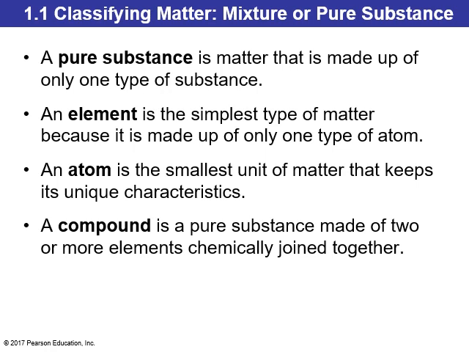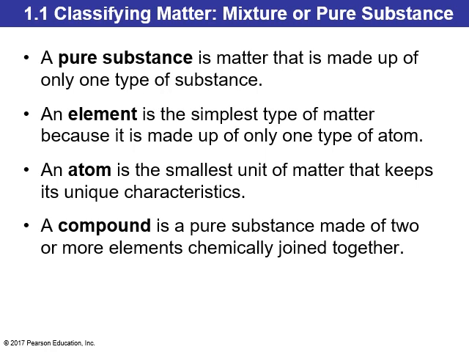So when we talk about pure substances, that's matter that's made up of only one type of substance. That can be broken down into compounds and elements. An element is the simplest type of matter. It's made up of only one type of atom. So for example, elemental hydrogen is only made up of hydrogen atoms. We're going to talk later on about how we determine what is a hydrogen atom versus some other element like helium. We'll talk about what distinguishes between the many different types of atoms we have in our world. An atom is the smallest unit of matter that keeps its unique characteristics.